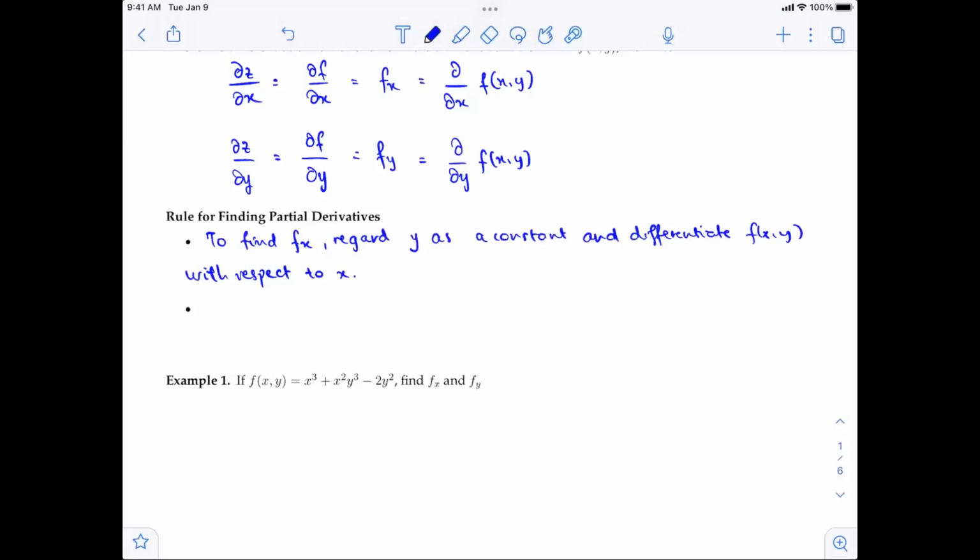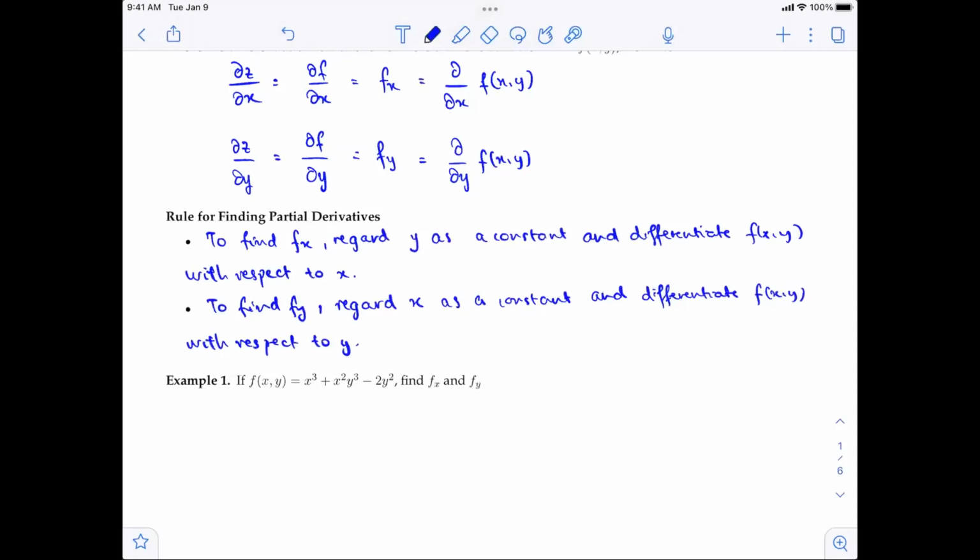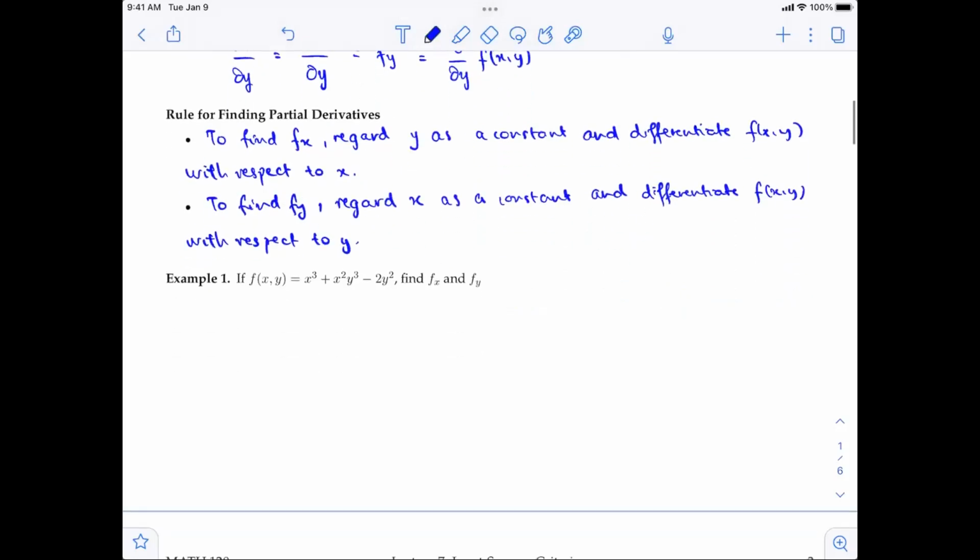And then similarly, when you want to find f sub y, we regard x as a constant, and you differentiate f of x comma y with respect to y. And that is how you obtain the partial derivative of the function with respect to x or with respect to y. Now, we're going to do some examples related to partial derivatives.